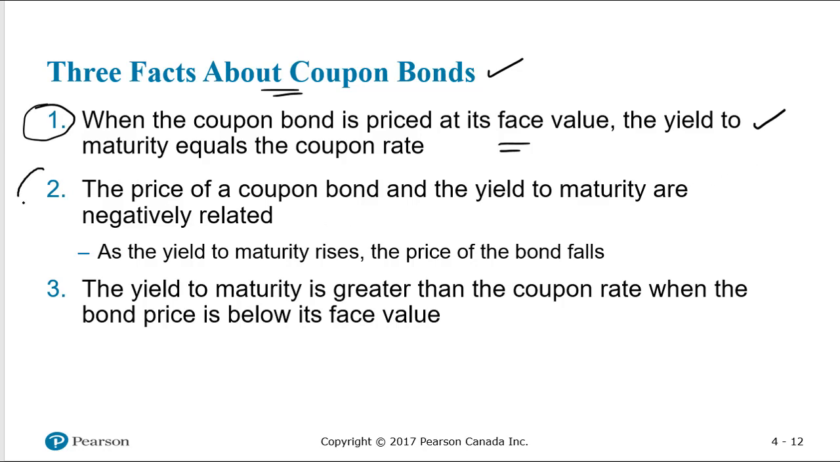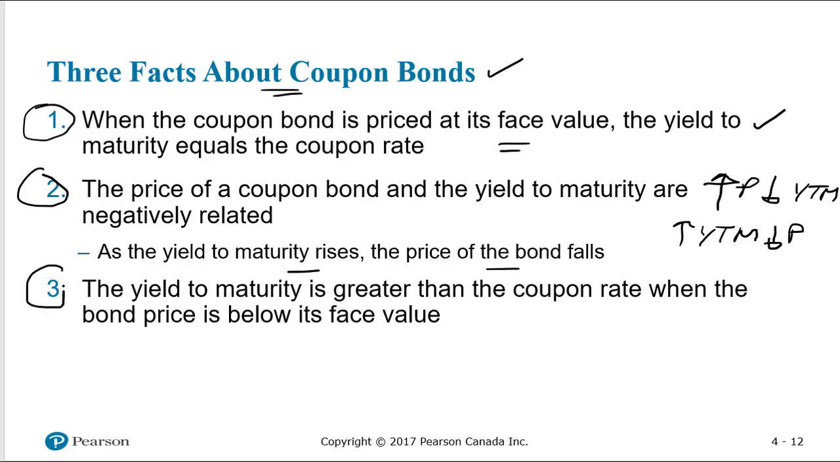Number 2, the price of a coupon bond and the yield to maturity are negatively related. So as I said, as we increase the price, we're going to decrease the yield to maturity, or if we increase the yield to maturity that is required by the investor, then we have to decrease the price. Okay, so they're negatively related. As the yield to maturity rises, the price of the bond falls.